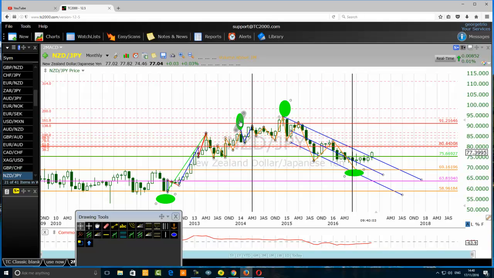Then we have 1, 2, 3. All right. And then we have what we call X. Then we see this move here. Then the price pulls back a bit. So 1, 2, 3. And then we have this move down.